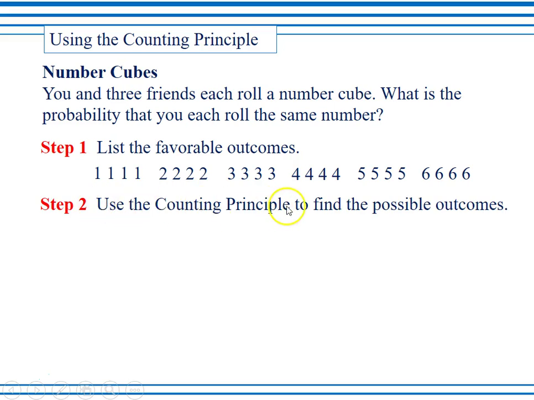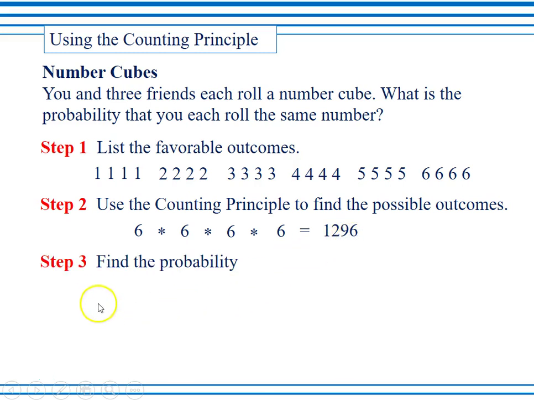If we use the counting principle to find the possible outcomes, we have 6 possibilities for the first dice times another 6 possibilities for the second person rolling the dice times another 6 possibilities for the third person rolling the dice times another 6 possibilities for the fourth person rolling the dice. That equals 1,296 possible outcomes. So let's look at the probability.